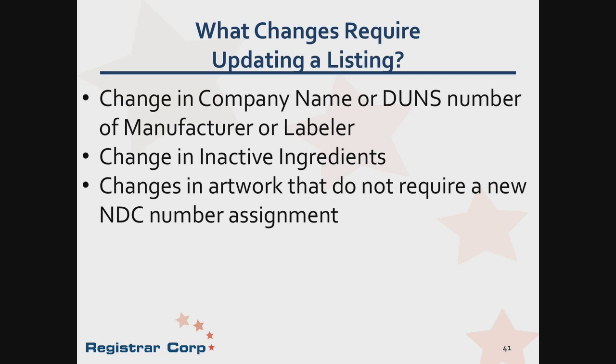There are certain changes that require an update to the listing SPL. When there is a change to the company name or DUNS number to either a manufacturer or labeler, the listing must be updated. Note that if there is a change to the labeler company name or DUNS number, the labeler code SPL will need to be updated first before the listing can be updated.